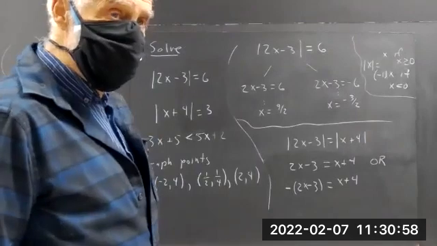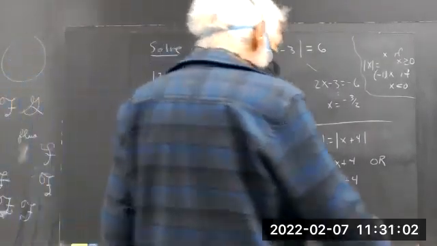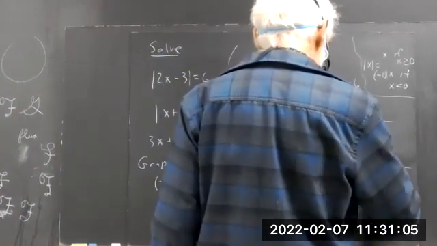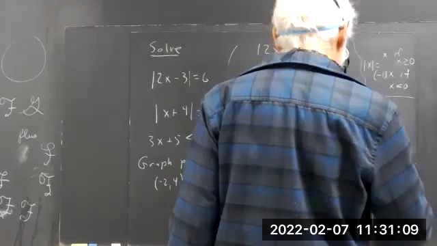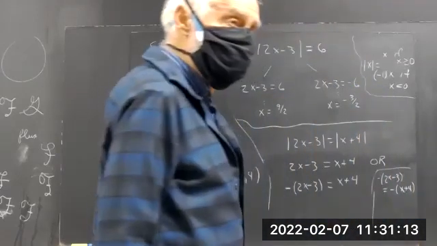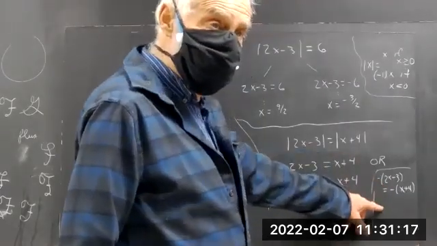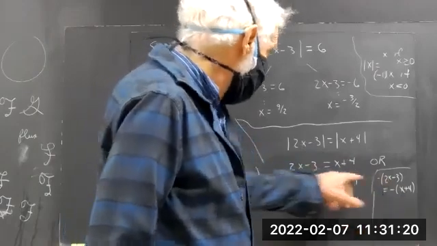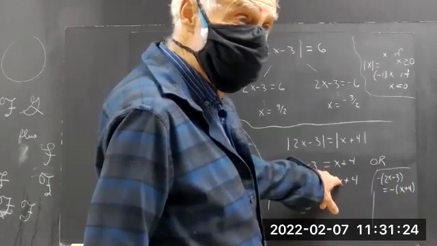Now it's also true, you could write out every possibility. It's also true if negative of 2x minus 3 equals negative of x plus 4. Because it's absolute value, the absolute values could be these, okay? But this is the same equation. Just multiply both sides by negative 1 and you get this equation, right?